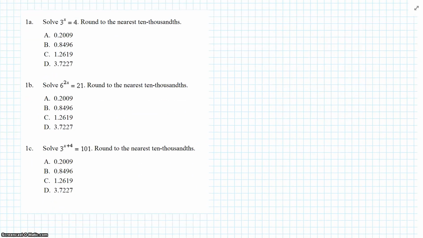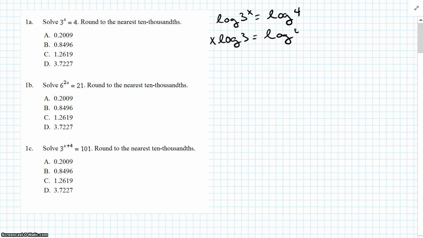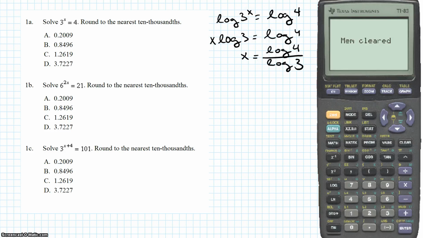Here we go. Solve 3 to the x power equals 4, round to the nearest thousandths. So we can say log of 3 to the x power equals the log of 4. Now we can say x log of 3 equals log of 4. So x equals the log of 4 over the log of 3. We get our handy dandy calculator out and put log of 4 divided by log of 3, and we get 1.2619. So the answer would be C.